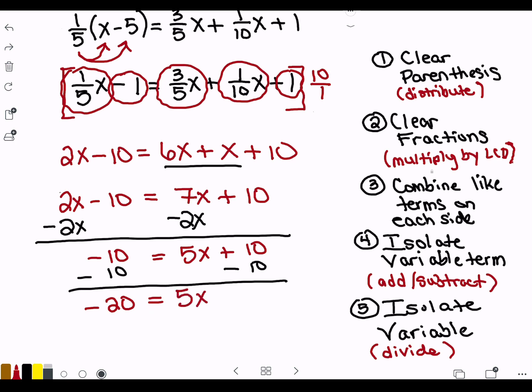I have my variable term isolated, and now I need to isolate the variable, which tells me I need to divide. So divide by 5, and you get negative 4 is equal to x. So we have our answer. X is equal to negative 4.